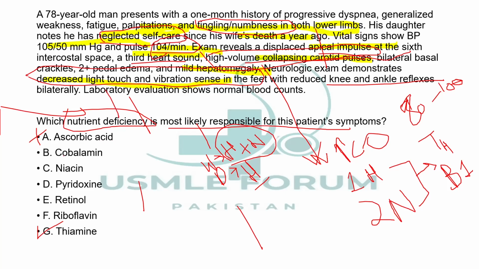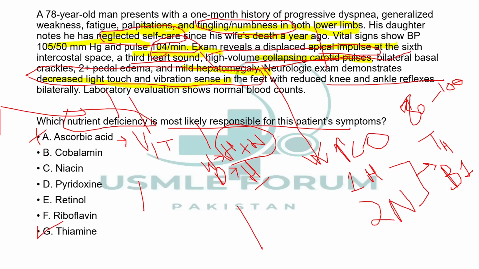Discussing other options, ascorbic acid is basically vitamin C. Vitamin C deficiency can result in scurvy, and scurvy does not present with any cardiac or neurological problems. Scurvy can present with gingivitis, petechiae, corkscrew hairs, and poor wound healing, but no cardiac or neurological problems.